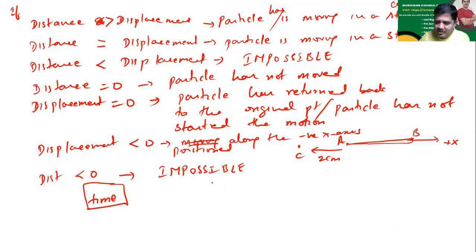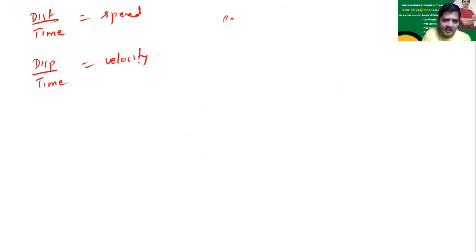Then the ratio of distance divided by time is called speed, while displacement divided by time is called velocity.